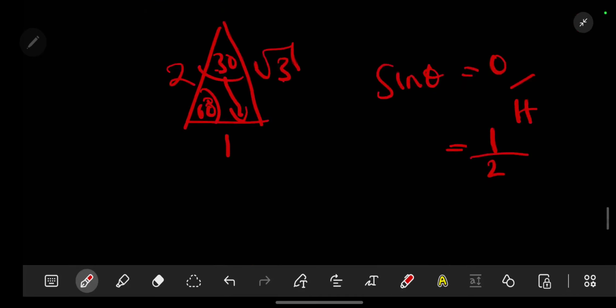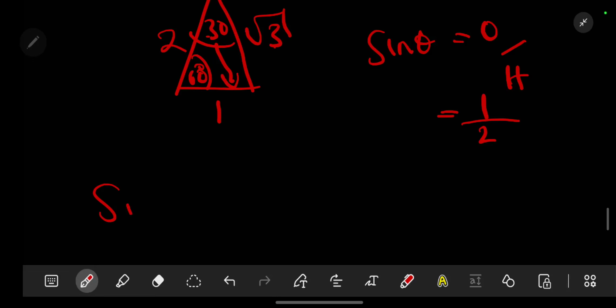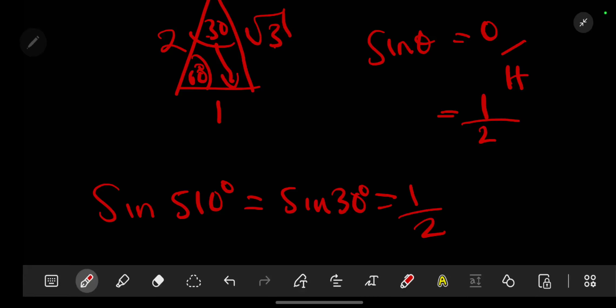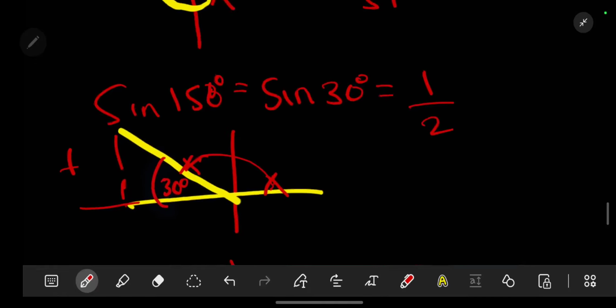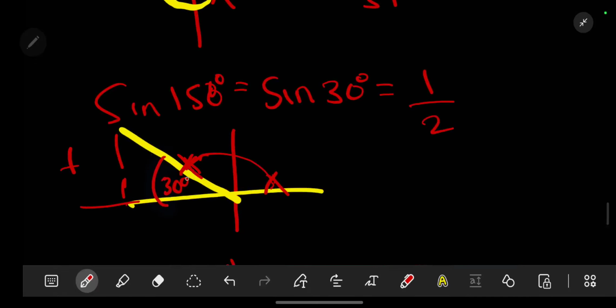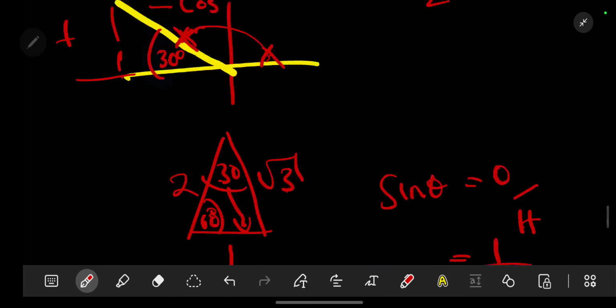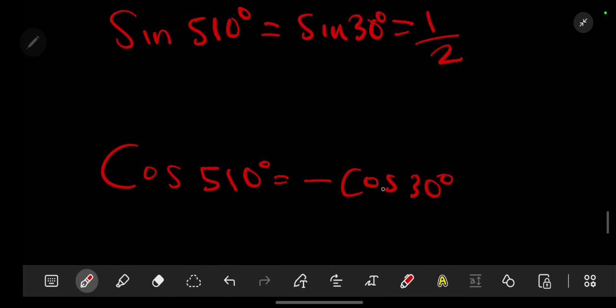That means we can say that the sine of 510 degrees is equal to the sine of 30 degrees, which is equal to 1 over 2. But if you're dealing with the cos of 510 degrees, it is equal to negative cos of 30 degrees. Why negative? Because the angle ends in the second quadrant, and in this quadrant cos and tan are negative. So we say negative outside, cos of 30.